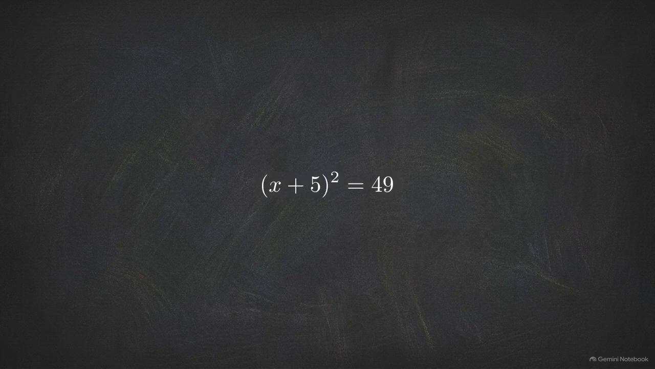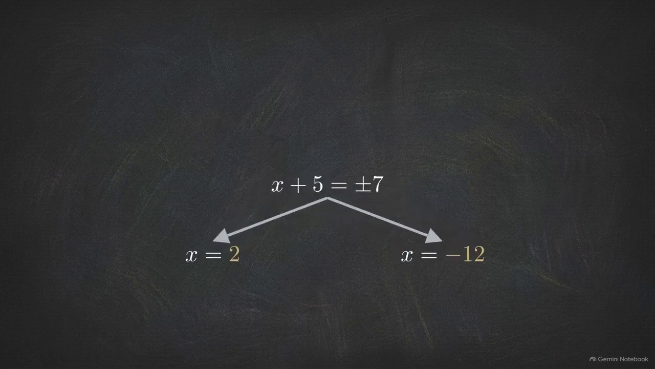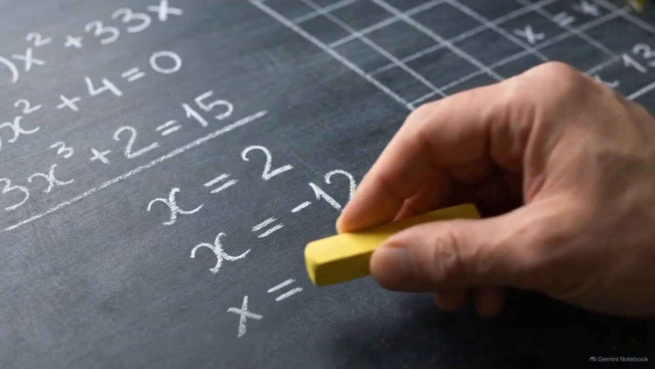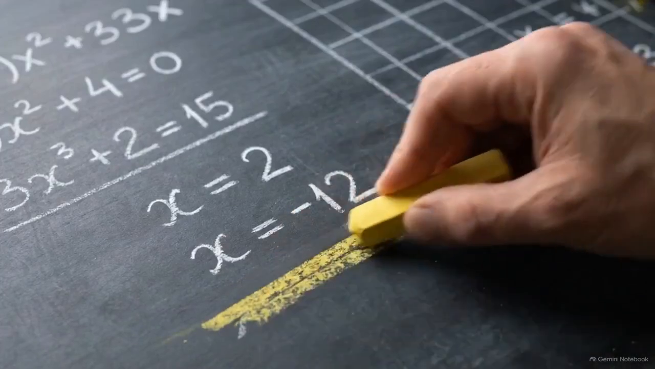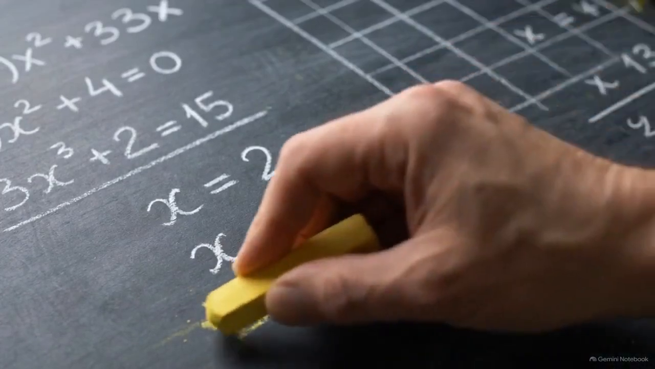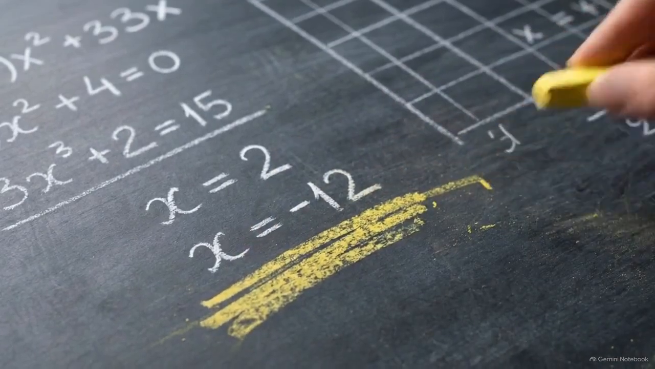We extract the roots by taking the square root of both sides, giving us x plus 5 equals plus or minus 7, generating our final roots of 2 and negative 12. By manufacturing our own perfect square, we bypassed the limits of integer factorization and created a universally reliable operation.